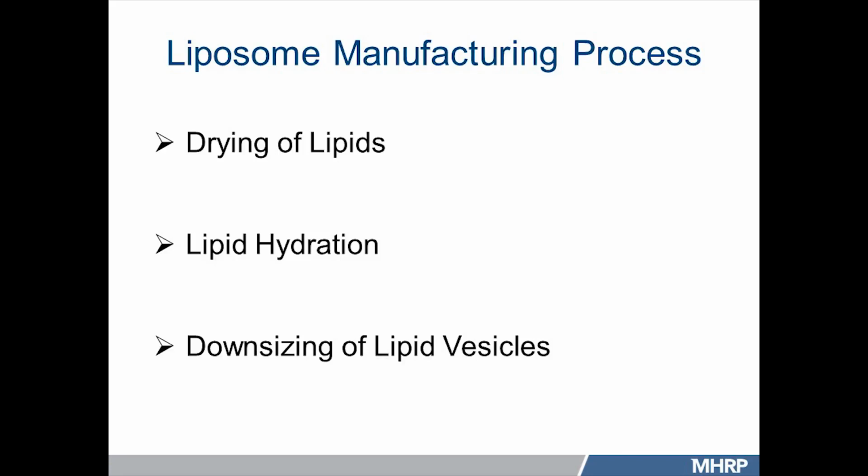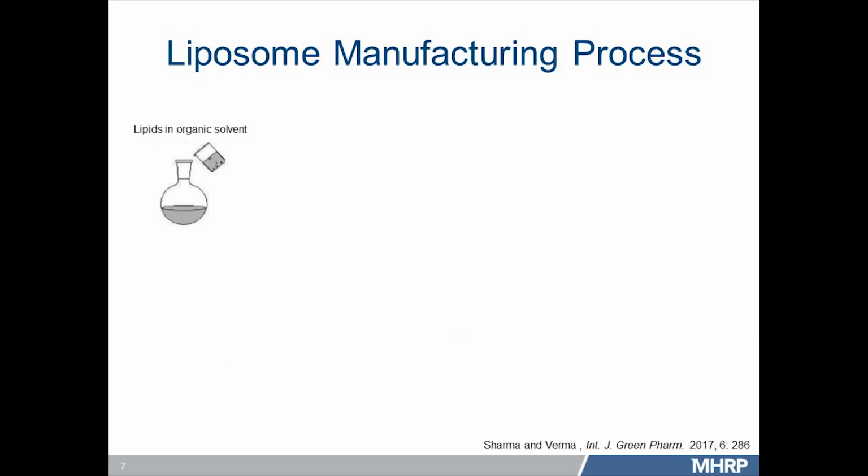The liposome manufacturing process includes three important steps. One is drying of the lipids, the other is lipid hydration, and the third, the most critical point, is the downsizing of the lipid vesicles. So I'll go through them one by one.